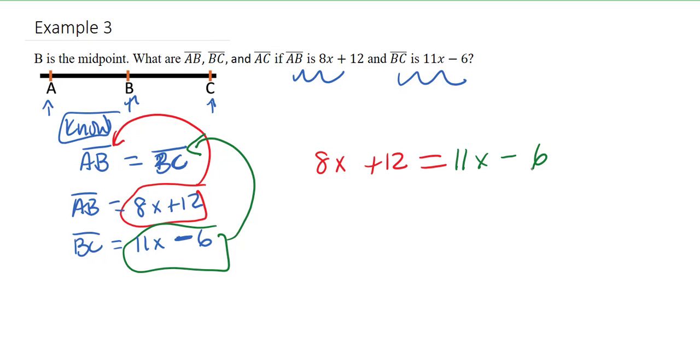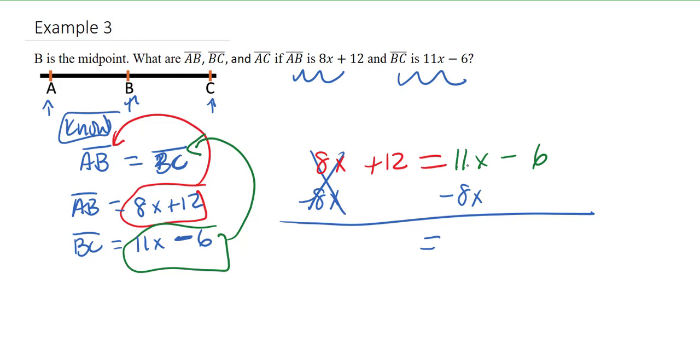What I would do first is subtract 8x from both sides. To get rid of it on the left-hand side, we just zero it out. So 8x minus 8x is 0x. I picked the 8x because it's the smaller number, so I move it over to get a positive x value. On the right-hand side, I have 3x minus 6, and on the left-hand side, I still have the 12.